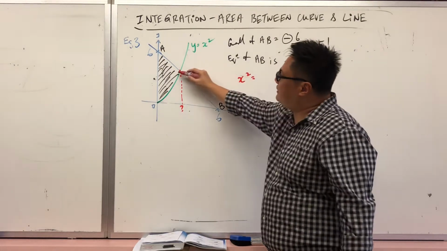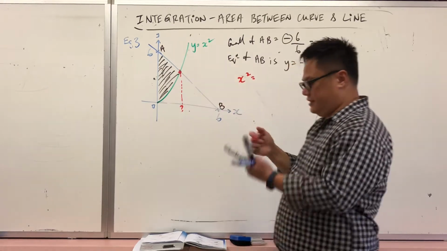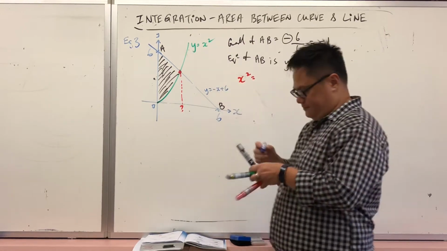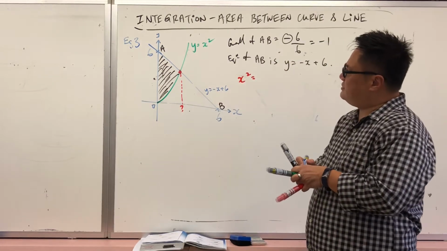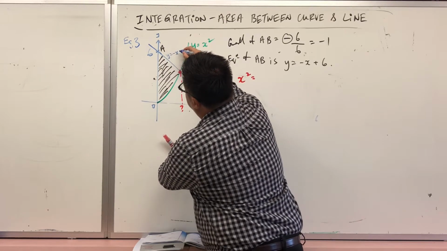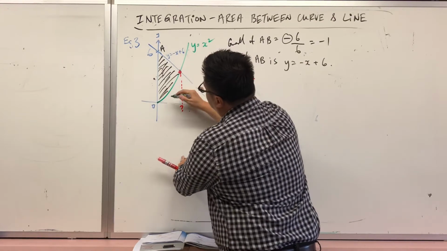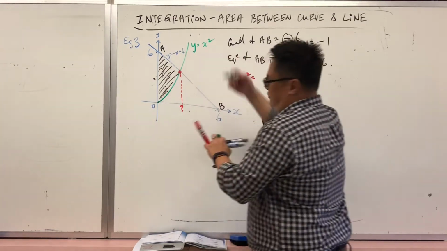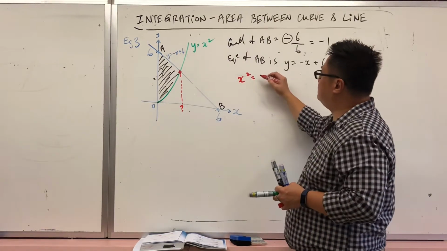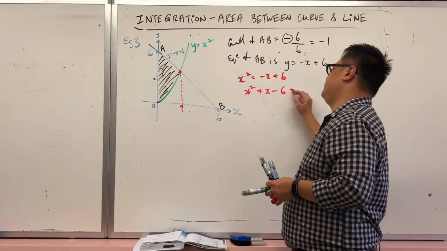At this point where they intersect, the green color equation, the curve, must be equal to the blue color line. The blue color line equation is y equals minus x plus 6. For those of you who cannot see, I write on top: y equals minus x plus 6. The green color curve equation is y equals x squared. So I equate them first: x squared plus x minus 6 equals 0.